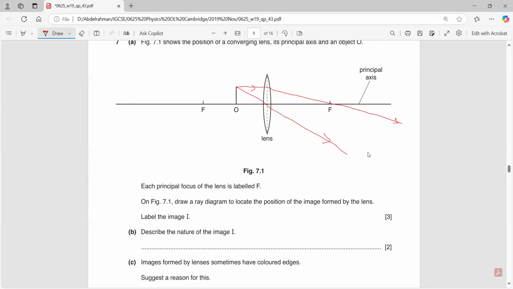They won't meet on the other side, therefore you need to extend these lines this way, and they will both meet on this side, somewhere on this side, and this is the image. The image will appear on this side. This is the image, I. This is the image, virtual, upright, and enlarged. So if I want to describe the image, it is virtual, upright, and enlarged.